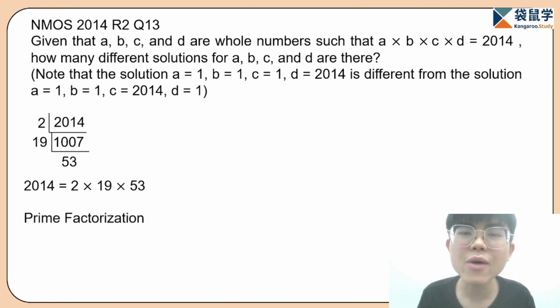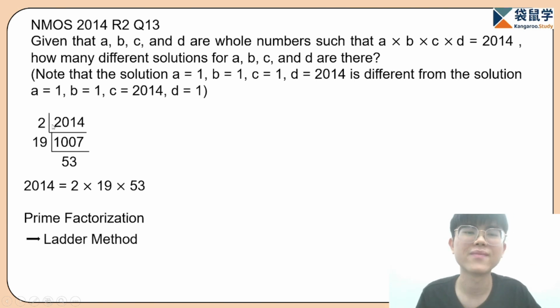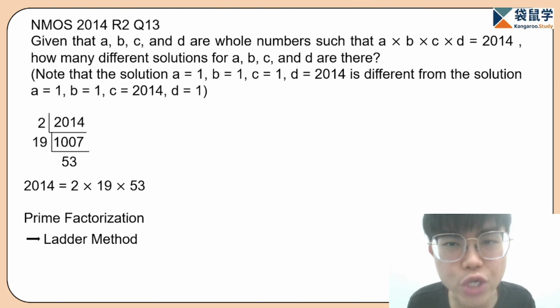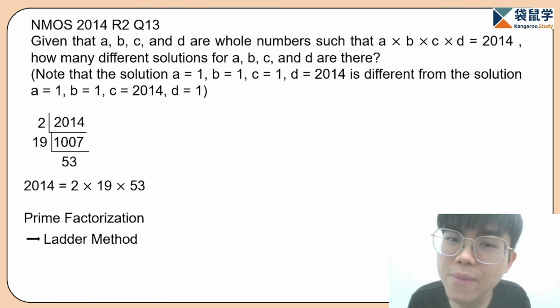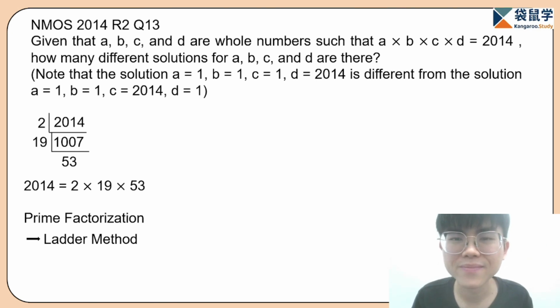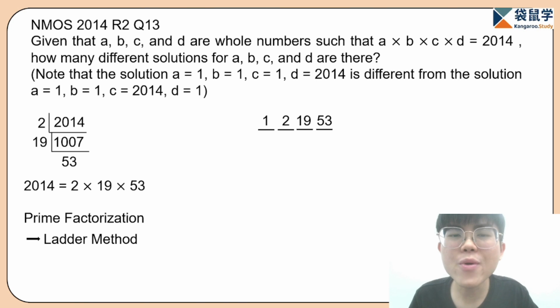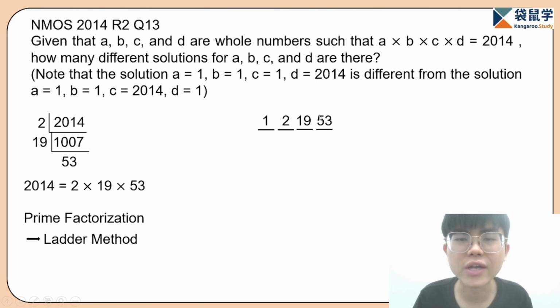You can see that the method we are using here is like a ladder shape, so we also call this the ladder method. Now we have found that the three numbers are 2, 19 and 53. But in this question, we should have 4 numbers A, B, C, D. So what should the other number be? It can be the number 1. The numbers we have written here haven't considered the different orders.